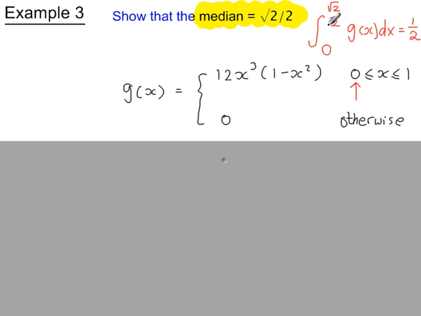This is an easier method than saying, here's my lower limit, which is 0. If I integrate from my lower limit up to the median there, and that will be equal to a half, and then work out all of this, and then work out the value of m. It's much easier to show that using that median value of root 2 over 2, it will give you a half. If you can prove that, it's okay.